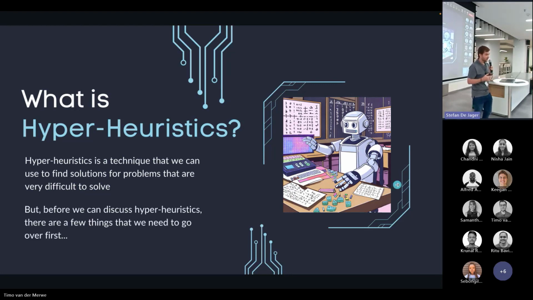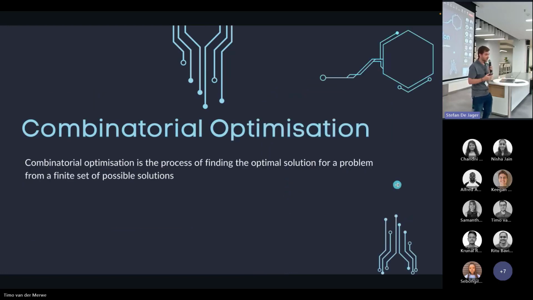But before I can tell you about hyper-heuristics, there are a few things that we need to go over first. So first of all, what is combinatorial optimization? Combinatorial optimization is the process of finding the optimal solution for a problem from a finite set of possible solutions. But what does this really mean?